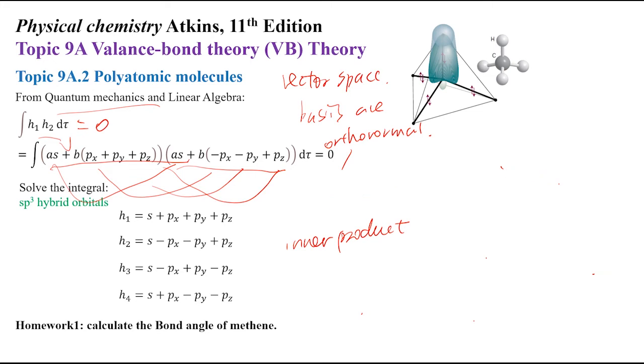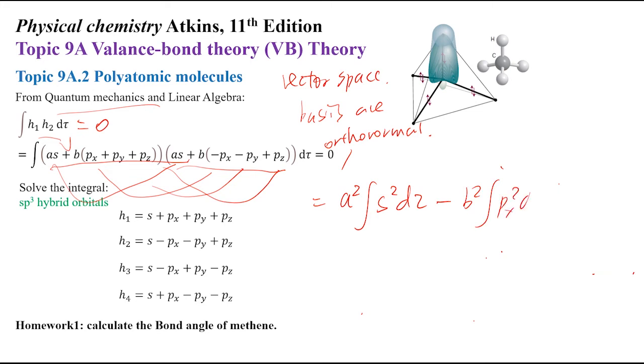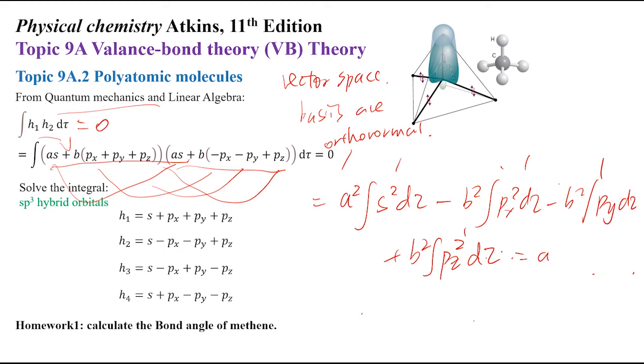Okay, let's calculate it. So it's equal to a squared times the integral of s squared dθ. Because a is a constant, it can move out of the integral, nothing happens. Minus b squared times the integral of px squared, minus b squared times py squared, plus b squared times pz squared. So we will know that 1, 1, 1, 1 equals this, right? In this relation, because all the coefficients here we assume are positive, we get A equals B.